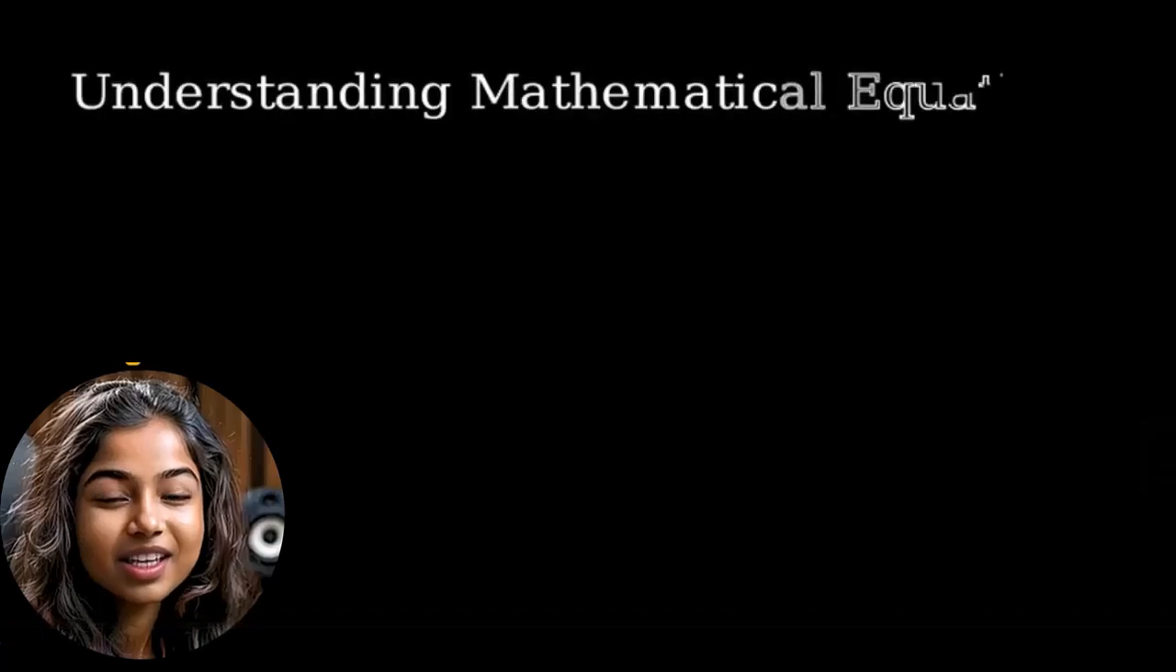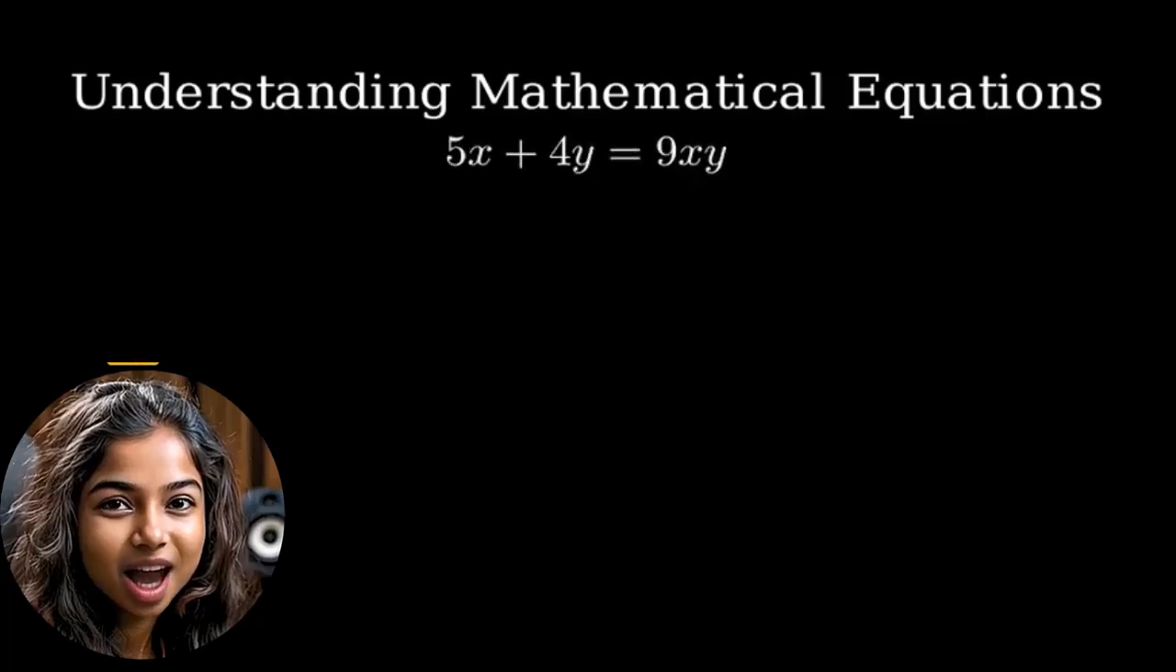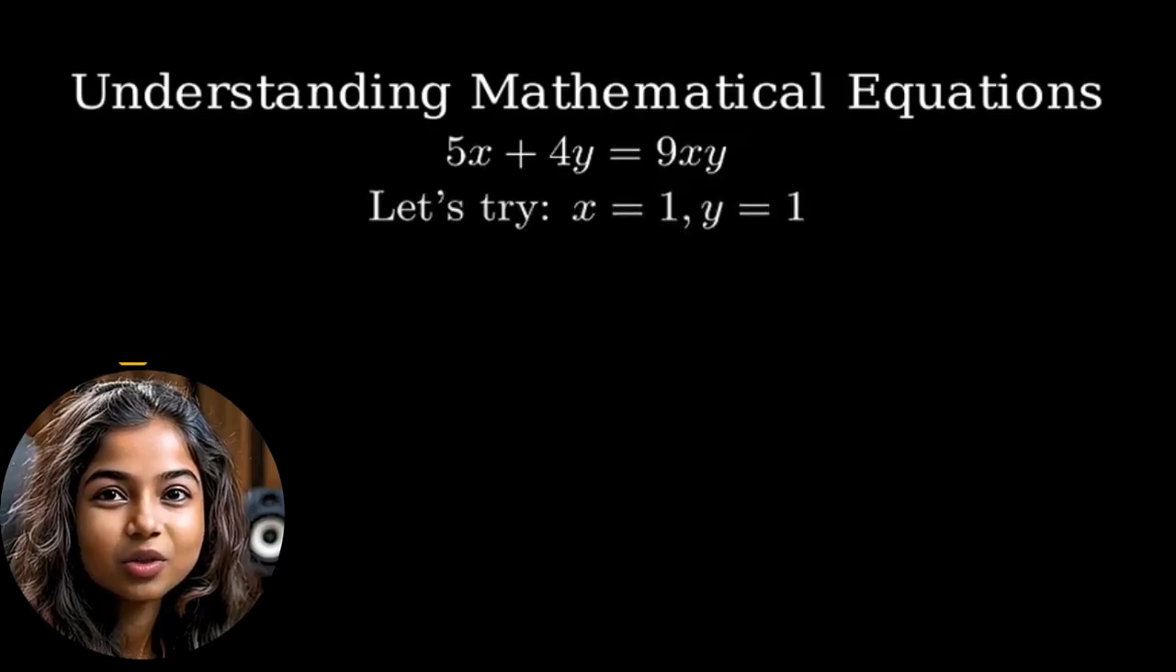Let's understand why the equation 5x plus 4y equals 9xy is not correct. Here's our equation. One way to check if an equation is correct is to try some simple values for x and y. Let's try x equals 1 and y equals 1. Let's substitute these values into both sides of the equation.